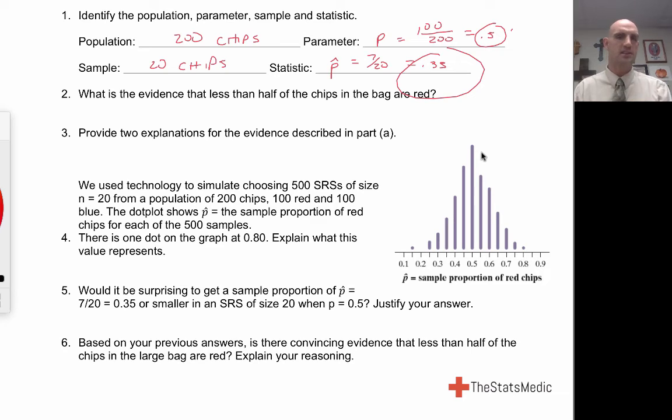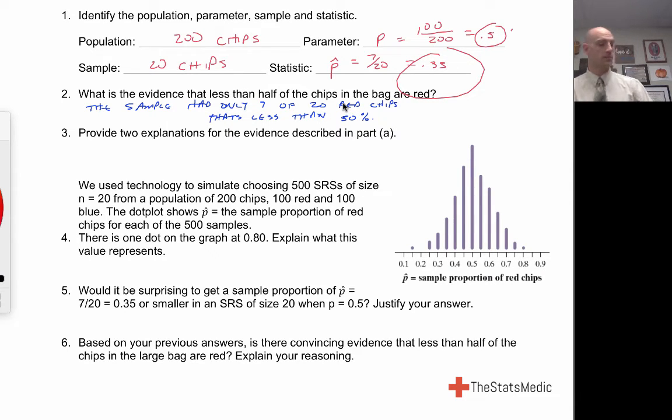So what's the evidence that less than half of the chips in the bag are red? The evidence is the sample of 7 of 20 red chips. So that's less than 50%. Yes. So our evidence is we pulled the sample. It's less than 50%. Is it convincing though?